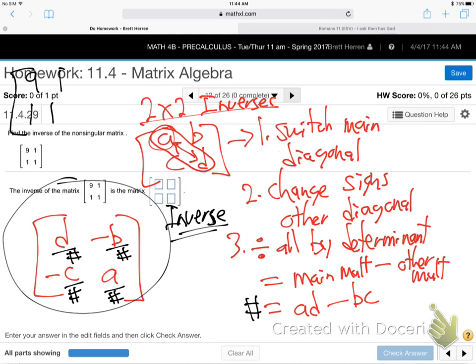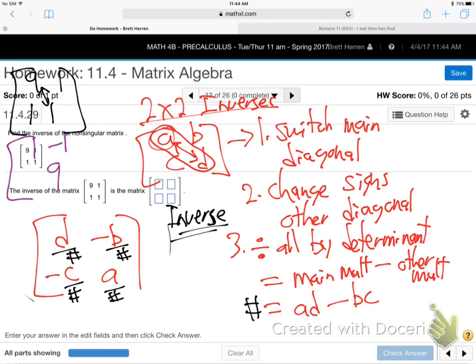9, 1, 1, 1. Okay, let's switch the main diagonal. So that'll become... I'm going to run out of room here. So I'm going to switch the main diagonal and change the signs on the other. So it'll become 1, 9, and then negatives on the other. So far, so good? I got to make that bigger. I'm just going to do it right here.